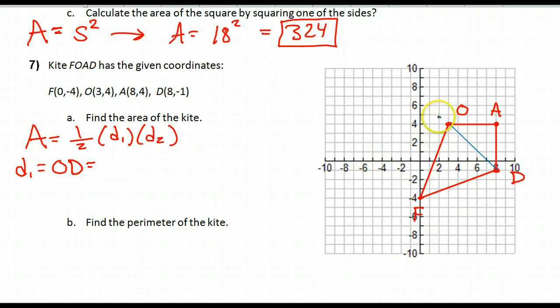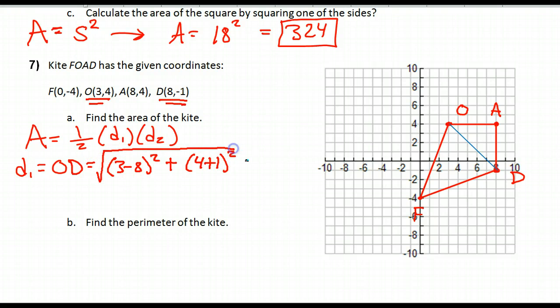Okay, so OD, so focus on O and D. Those are the ordered pairs. So I'm just going to use the distance formula to find that diagonal. So that's going to be x minus x, so 3 minus 8 squared. Then y minus y, so 4 plus 1 squared, and then the square root of it all. So that turns out to be 5 radical 2.